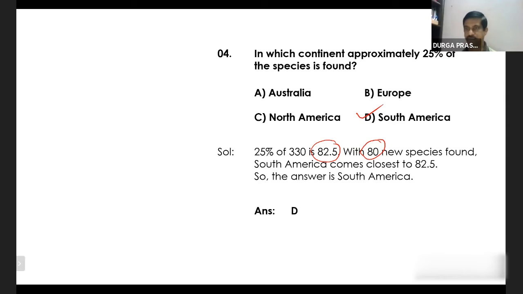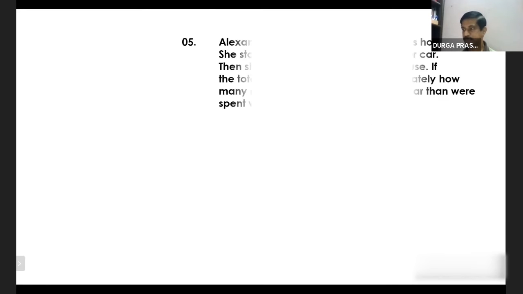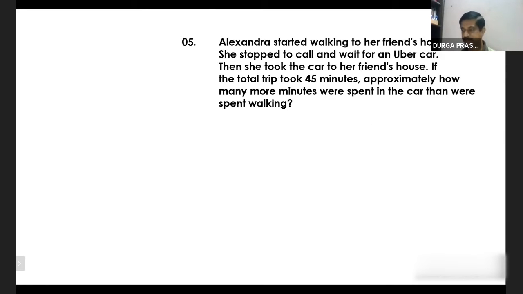Right, children. So let us go to the next question. Look at this. Alexandra started walking to her friend's house. She stopped to call and wait for an Uber car. Then she took the car to her friend's house. If the total trip took 45 minutes approximately, how many minutes were spent in the car than were spent walking?